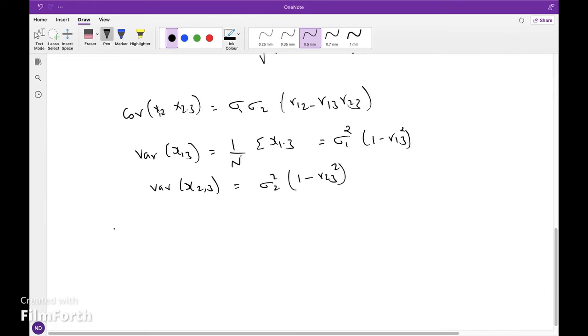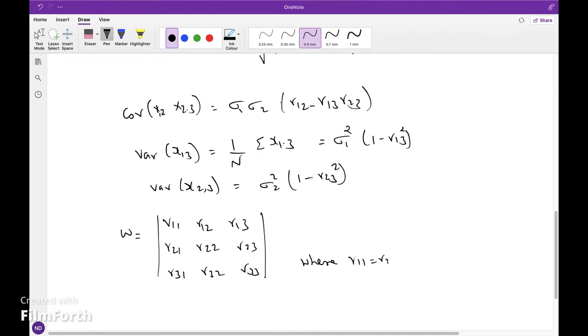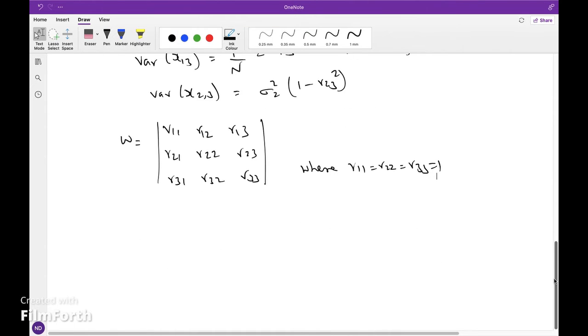And omega is the determinant of r11, r12, r13, r21, r22, r23, r31, r32, r33, where r11 equals r22 equals r33 equals 1. Expanding this determinant, we get omega equal to 1 minus r12 squared minus r23 squared minus r13 squared plus 2 r12 r23 r13.